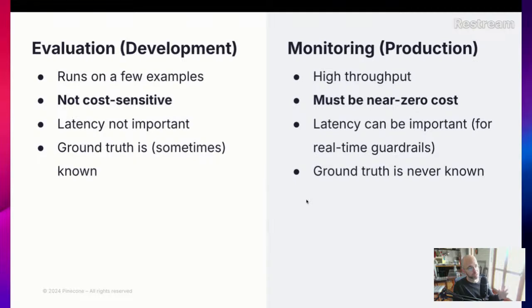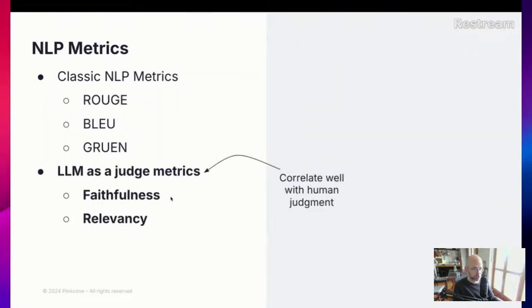But as we said, if you remember this slide from the beginning, for monitoring in production we need something which costs almost zero to run. And LLM as a judge, while it may correlate well with human judgment, is not something we can actually run at low cost in production. We are basically paying twice as much as we were paying before just to evaluate the first LLM call.